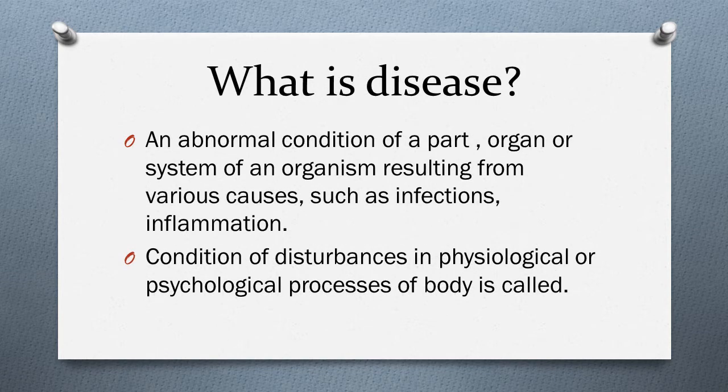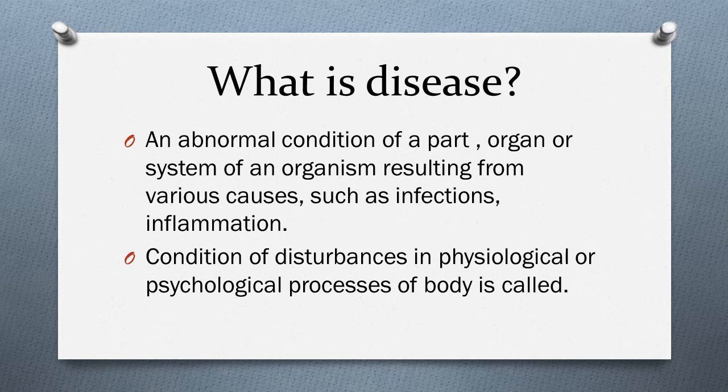Now, let's see what a disease is. Disease is an abnormal condition of a part, organ, or system of an organism resulting from various causes such as infection and inflammation. So what is a disease? It is any abnormal condition of a part or organ, that means any abnormal condition of any part and any organ of our human body, resulting from various causes such as infection and inflammation.